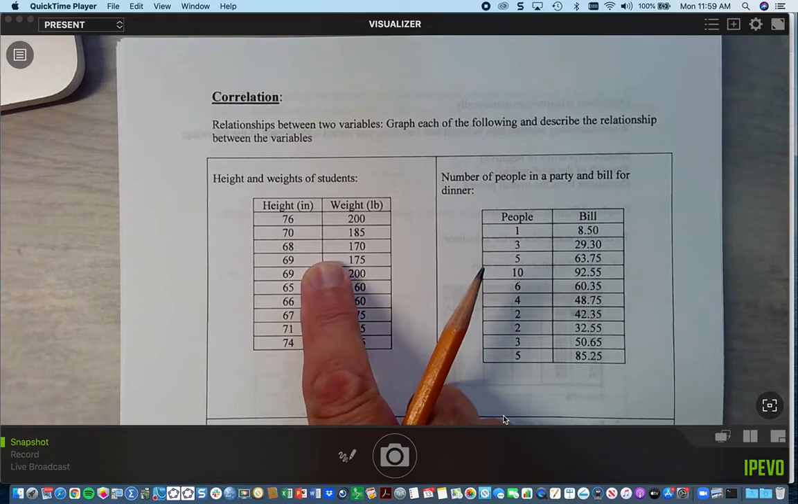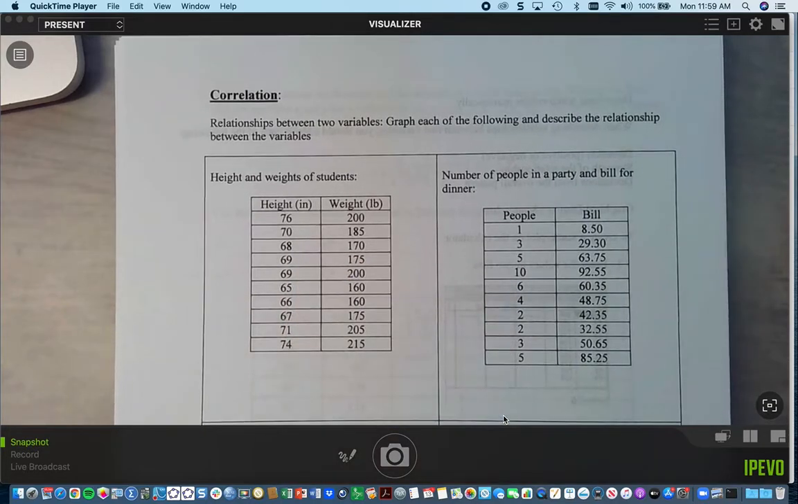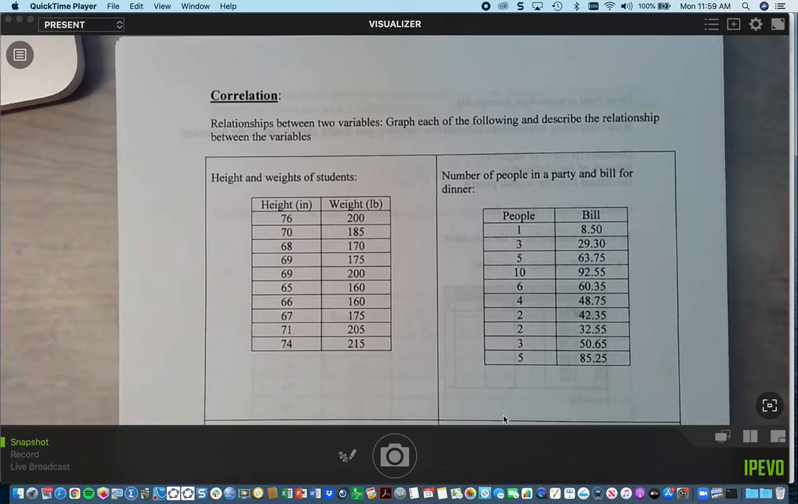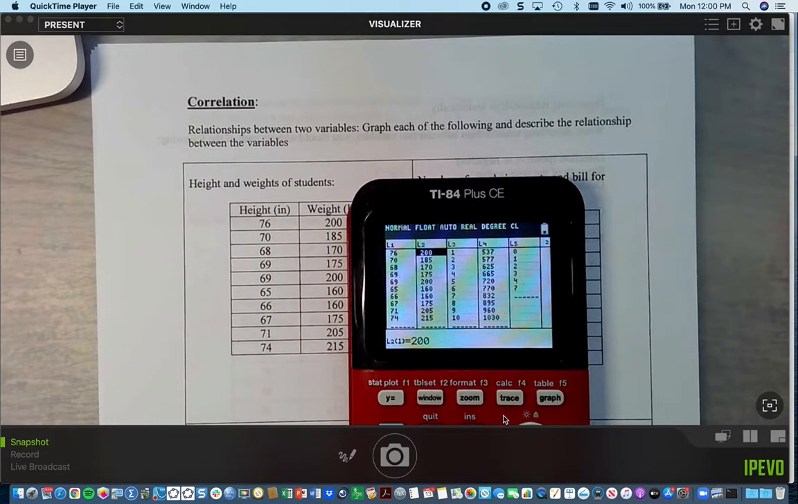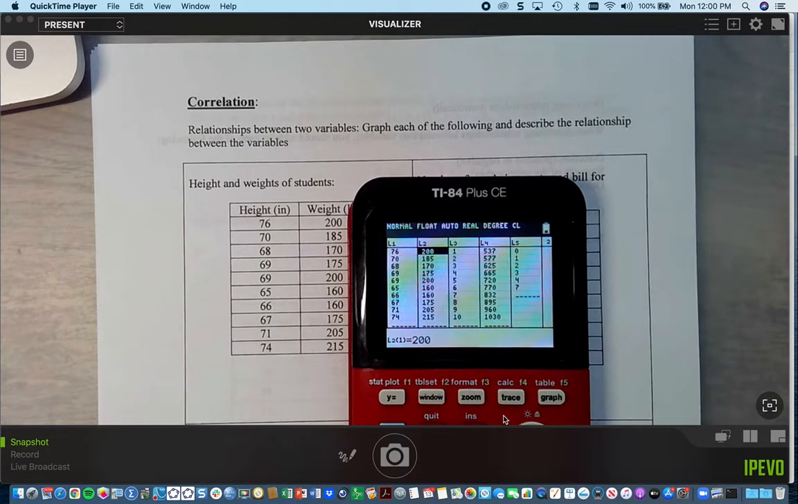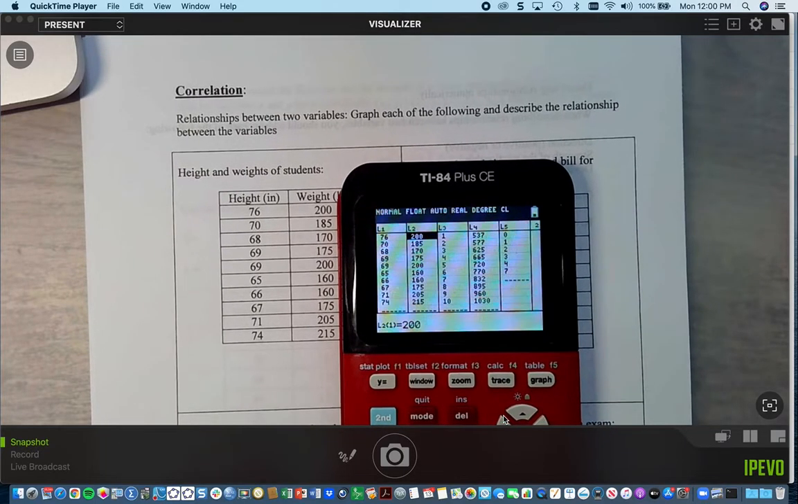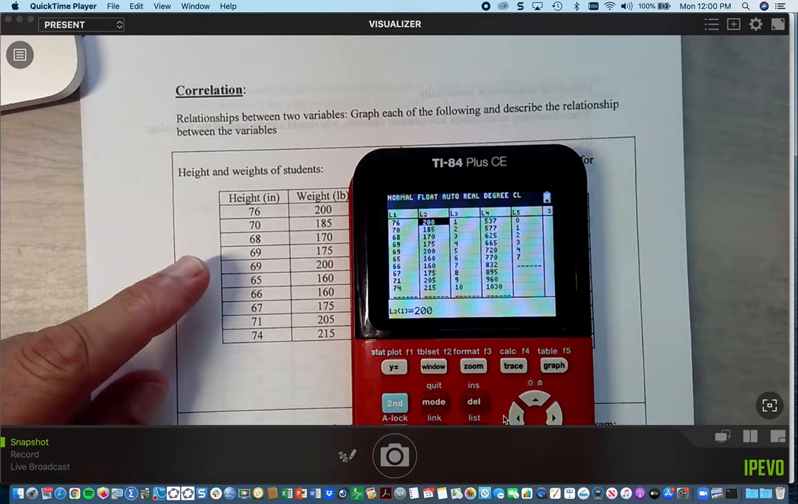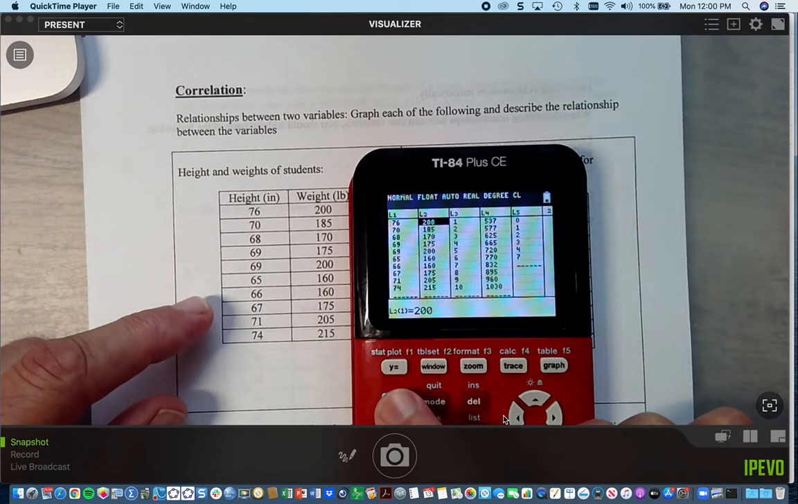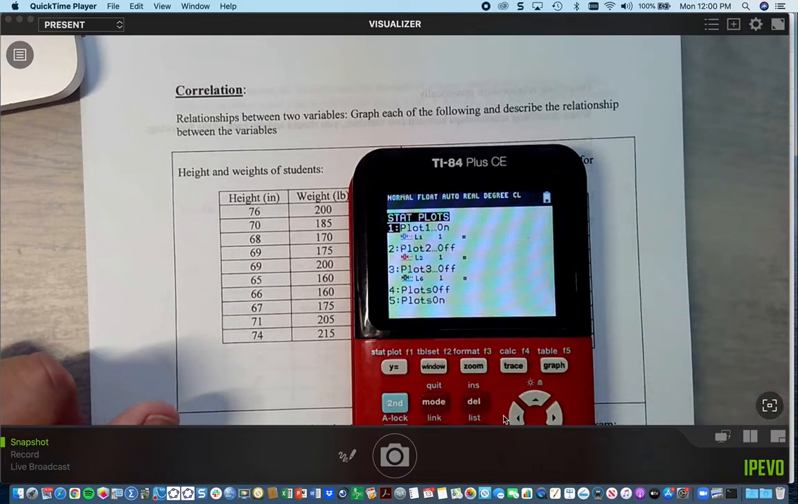Okay, and it looks like I've got quite a lag on my camera right now. So I'm going to put those numbers into my calculator, and I want to show you just a couple things. First thing is kind of the wrong thing to do with this: if I was interested in looking at the graphs of these, one thing that I could do is go into second y equals, and I could set up a couple of plots.